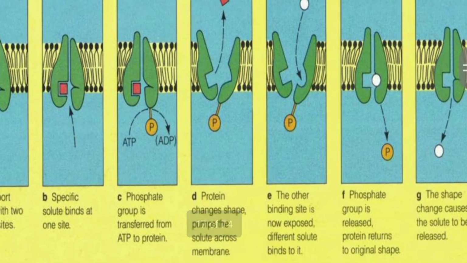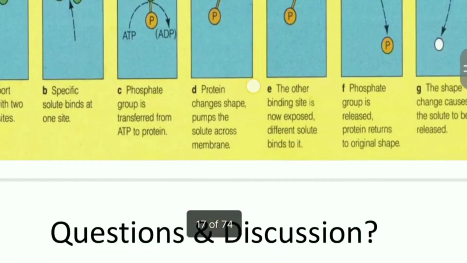The protein changes its shape and pumps the solute across the membrane. The other binding site is now exposed, and a different solute binds to it. As soon as the different solute binds to it, the phosphate group is released and the protein returns to its original shape, and the shape change causes the solute to be released.